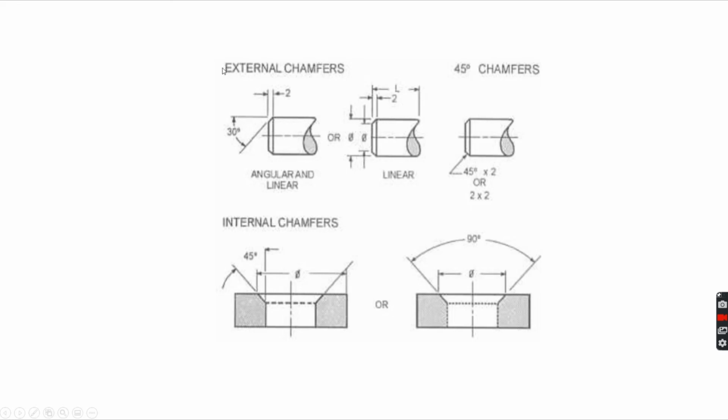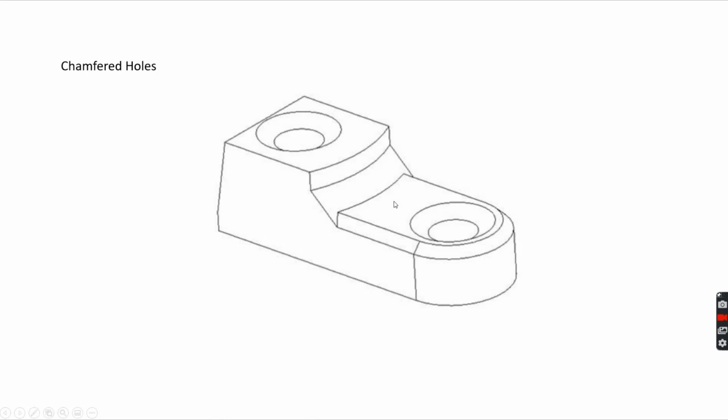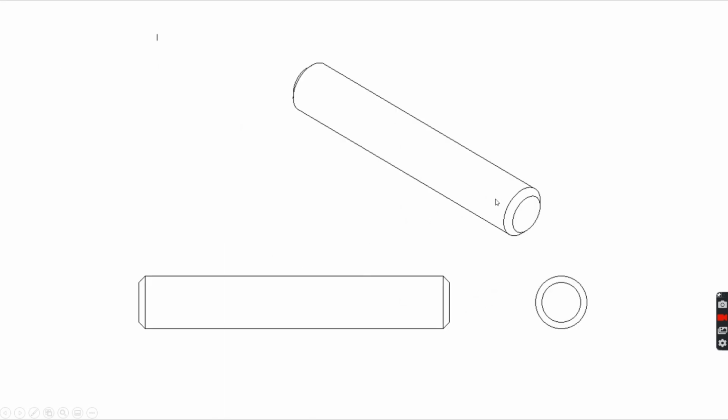We have external chamfers, like if we have a shaft here, or a screw, we can put a chamfer at the end. Or we have internal chamfers, where here's an example of a hole that is chamfered. Here's some chamfered holes, and here's an example of a chamfered shaft. That is fillets, rounds, and chamfers.